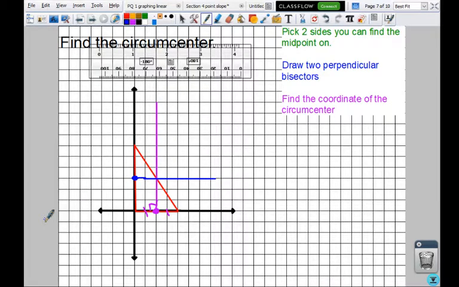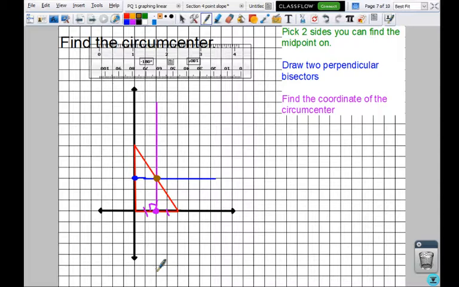Alright, see where these lines cross? That is our circumcenter. We could do the third one, but as long as we did it right, our third one's automatically going to go through here. So let's save ourselves some time and just do 2 of them. So this point right here is my circumcenter.